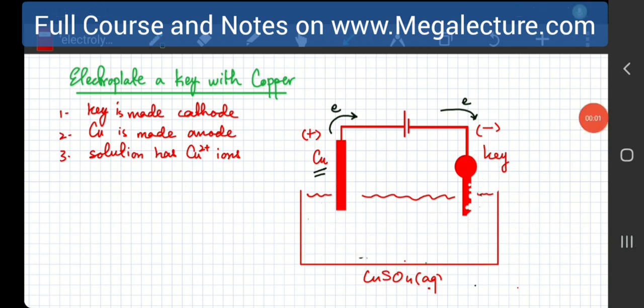Now let's try to electroplate a key with copper. So again, the three rules. The key has to be made the cathode. I've drawn the diagram. I've attached the key over here to the negative terminal of the battery, which is the cathode.